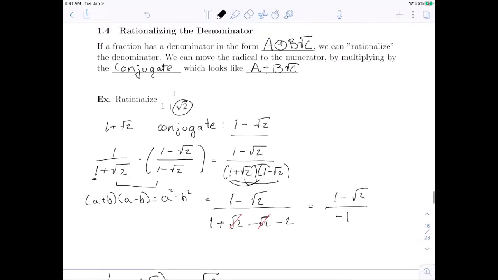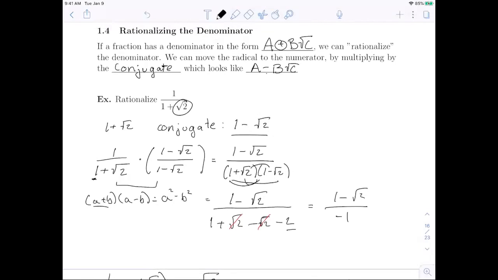So conjugates use this property here, right? I had a plus b, a being 1 and b being root 2, and I multiply by a minus b, and that's how I got 1 minus root 2. Since we now know this awesome rule about difference of squares, I know I'm going to end up with a squared minus b squared. So 1 minus square root of 2 squared, which is 2.